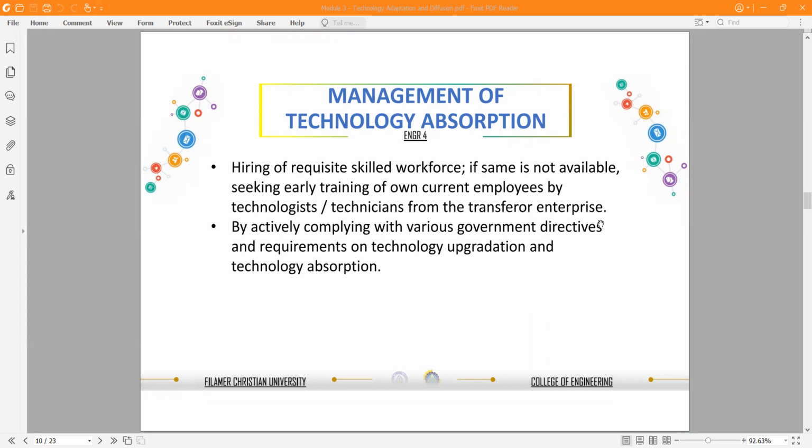Yan. So, next we have by actively complying with various government directives and requirements on technology upgradation and technology absorption. So dito naman siguro nakafocus dito yung government sa mga critical data, no? Or let's say IT infrastructure. So for example, we have the NTC, the DICT. Yan. So it requires to upgrade those technology and adapt some technology na ginagamit din sa ibang bansa.